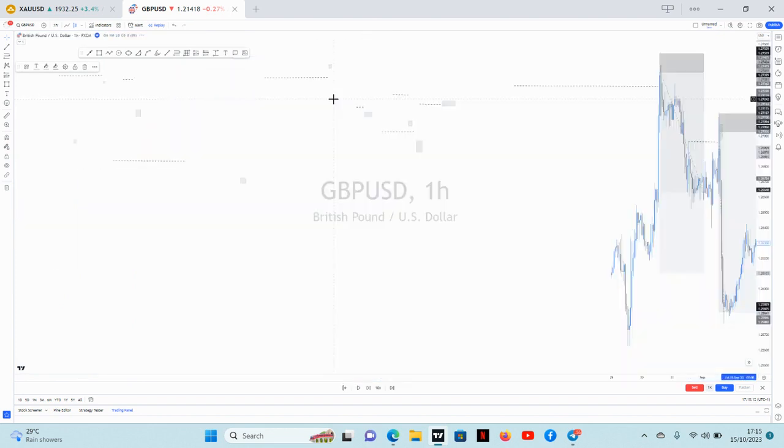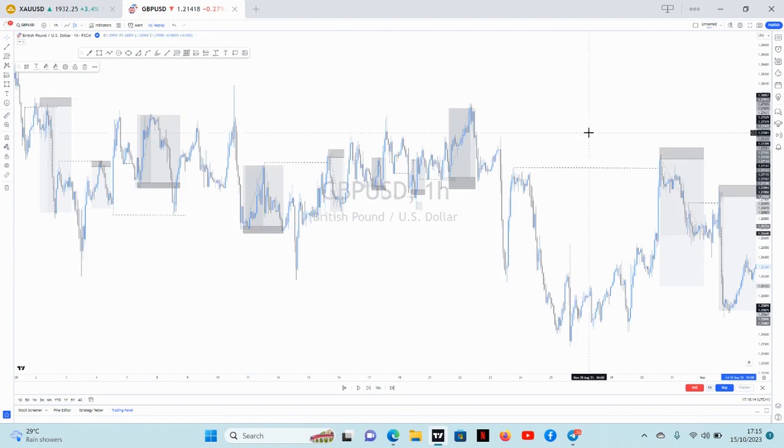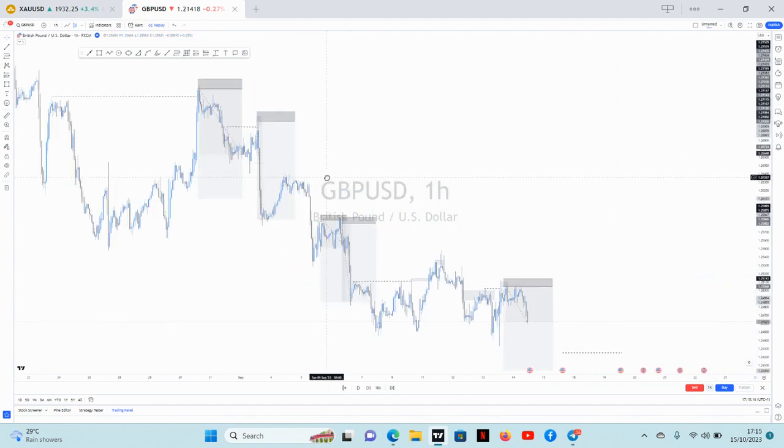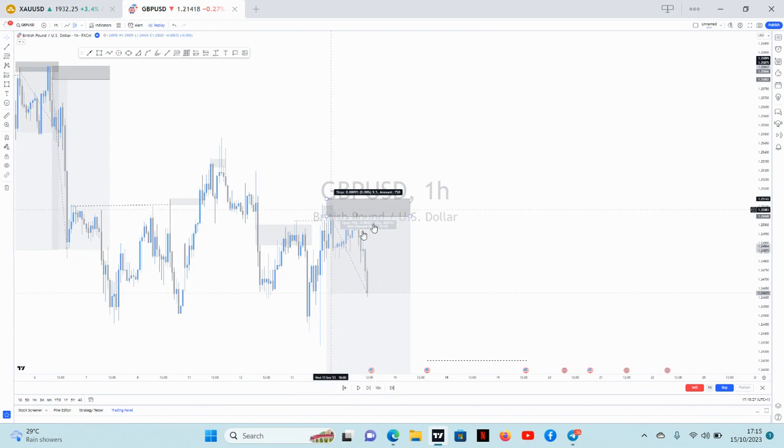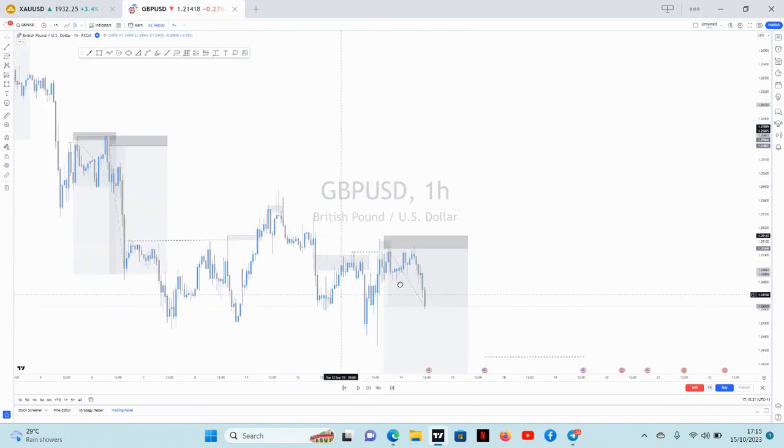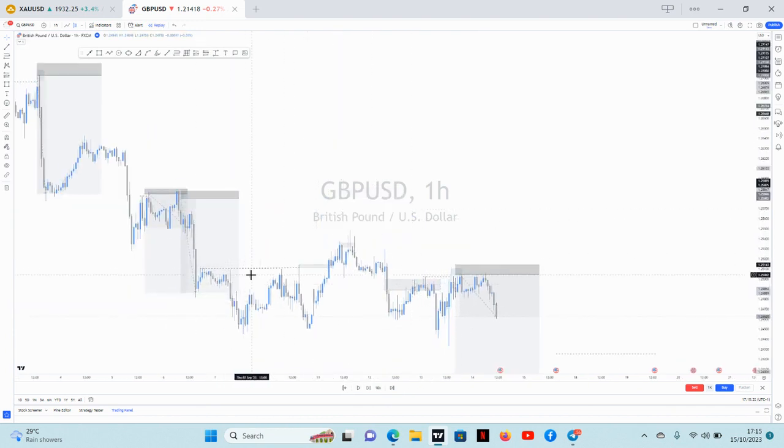That simple tweak in the entry model was everything for me, because once that high is formed inside a fair value gap, it makes it easier to spot and also easier to take. And that was it. Price just did its thing. And then for this one, yeah, this one failed.